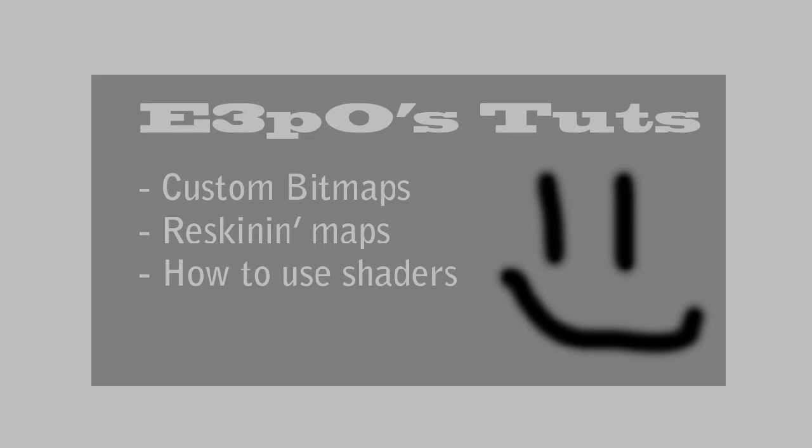So, you may be wondering, how do I make custom bitmaps for Halo CE? How do I reskin maps that have already been skinned? And how do I use shaders? And what the heck is a shader?